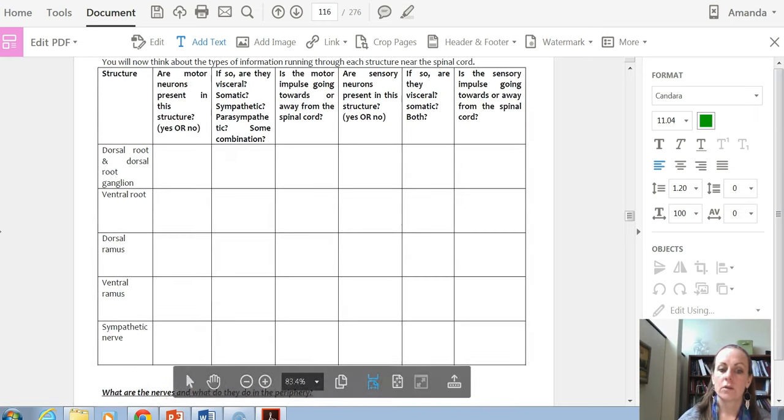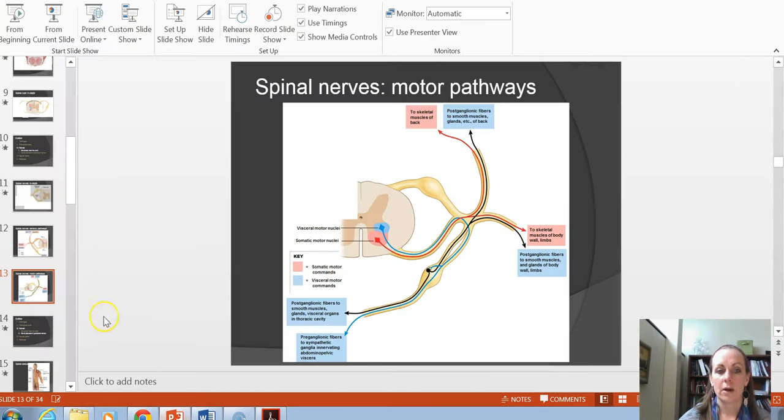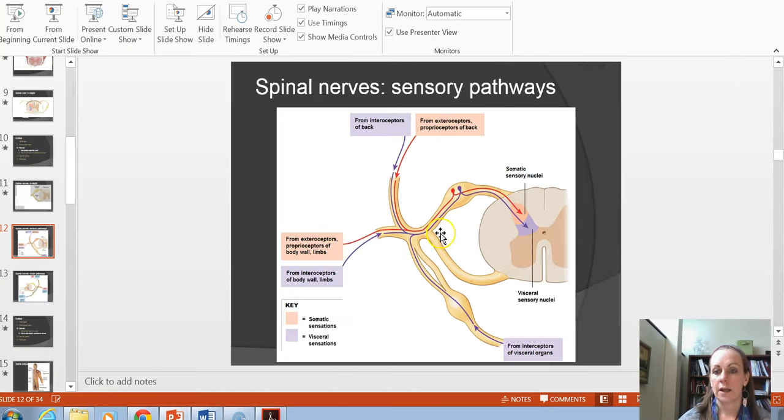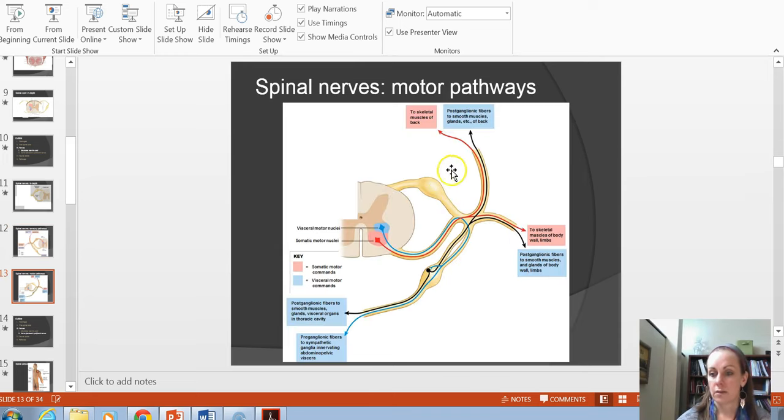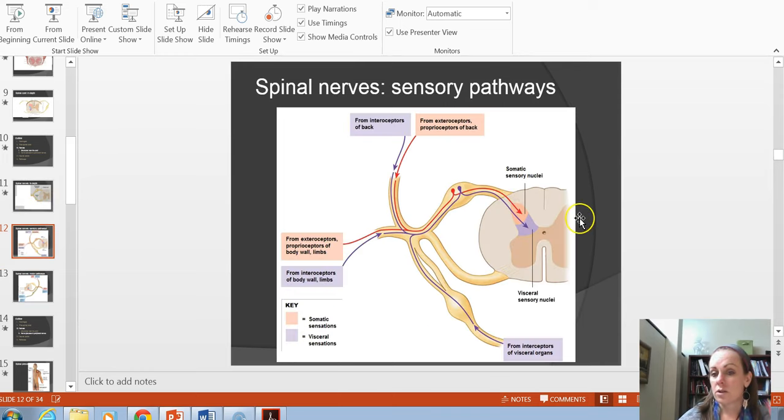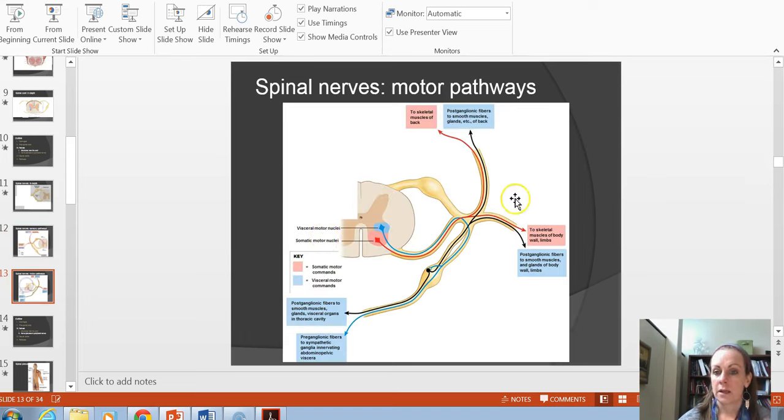Okay. Another way you could do this is you could look on your PowerPoints and you could find, okay, here's my dorsal root and dorsal root ganglion, what type of sensations pass through this, what type of motor commands pass through this. And what you may notice is that here's my dorsal root ganglion. Looks like I have sensory information. But here, no motor commands go through it. So dorsal root and dorsal root ganglion is like a one-way street. Okay? Only information coming into the spinal cord is found there.